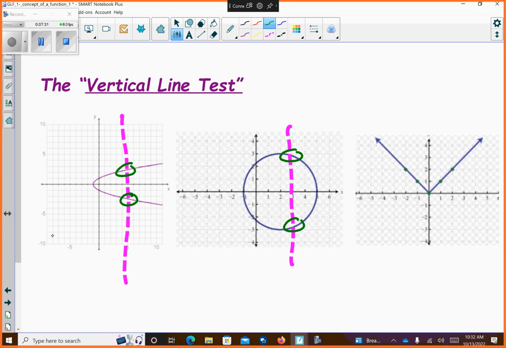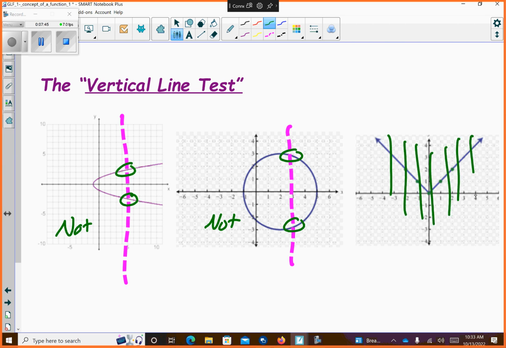Okay? Vertical line test, pretty simple. I give you a picture. Is this a function or not? Nope. Why not? Didn't pass the vertical line test. Yes. How do you know? Pass the vertical line test.